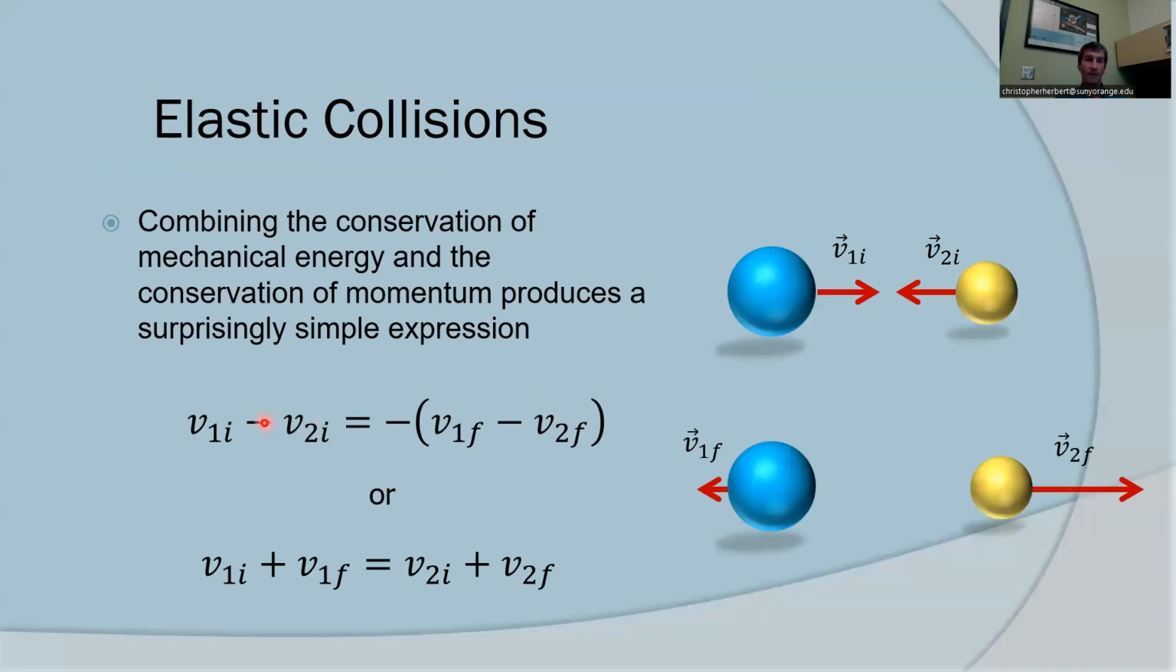We get the fact that the difference in the initial velocities of the two masses before the collision is equal and opposite to the difference of the final velocities after the collision takes place. Or if you want to write it a different way, the sum of the velocity before and after of the first mass is equal to the sum of the velocity before and after of the second mass. We're going to use this first expression right here in order to conserve kinetic energy and try to predict how this is going to behave.